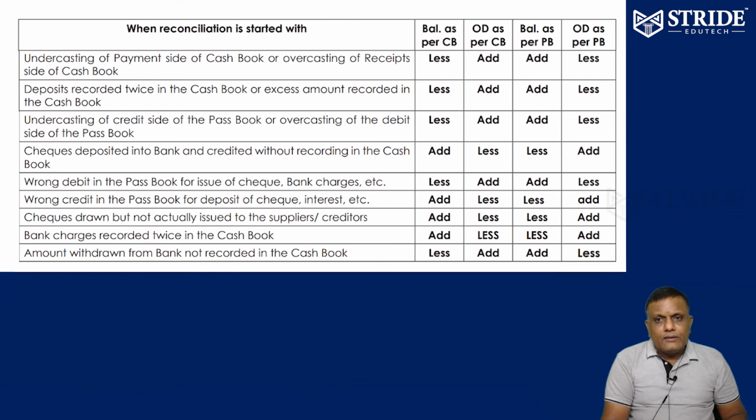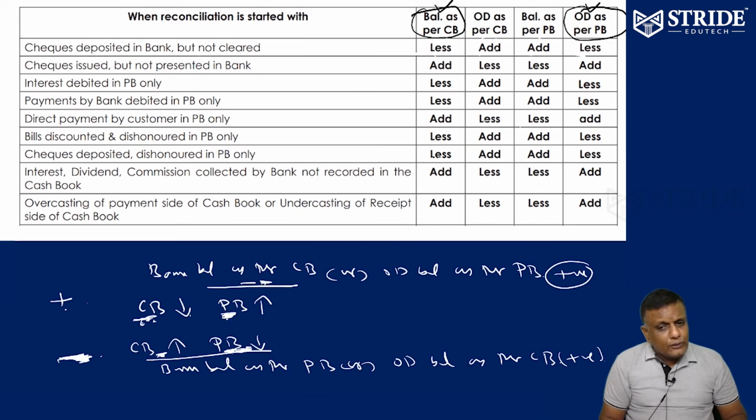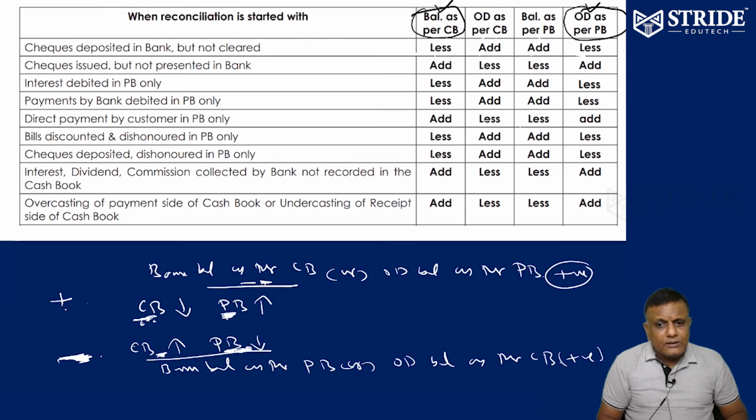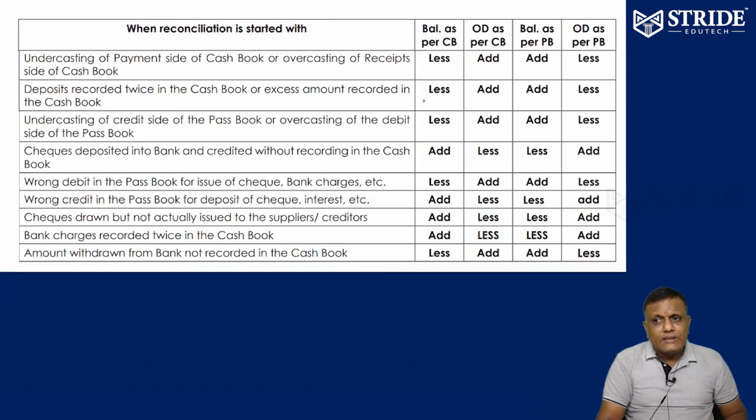Similarly, the balance of the cash book is the starting point I took. Okay. Undercasting a payment side of cash book, or overcasting a receipt side of cash book. Undercasting a payment side of cash book means what? Payment side lower, which means you are showing more cash balance. More cash balance means we have to do less. Overcasting of receipt in your cash book, we have more cash balance. So therefore less. Reverse case, added.